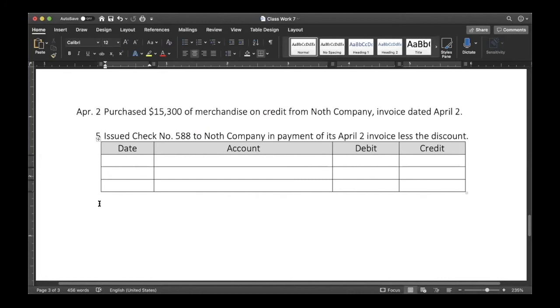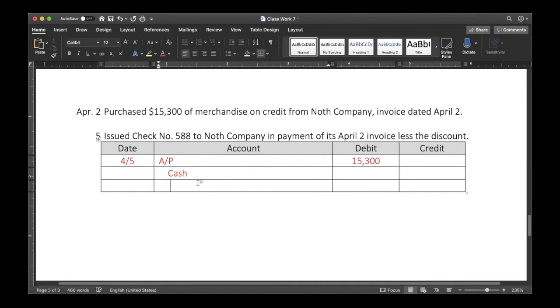The entry would look like this. The date would be April 5th. The debit would be accounts payable because we were paying off the debt we owed to them. We owed them $15,300 from the second. We will be paying them cash, but we will not be paying them the full $15,300 because there is a discount.